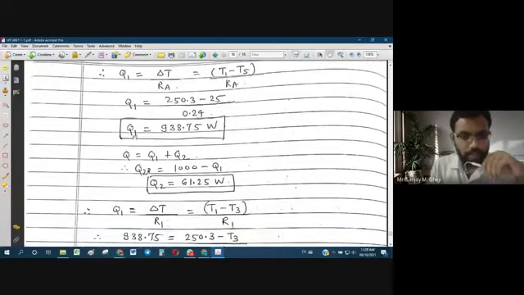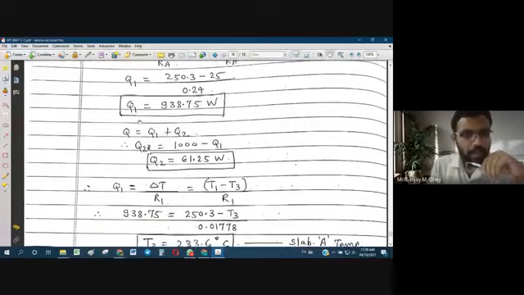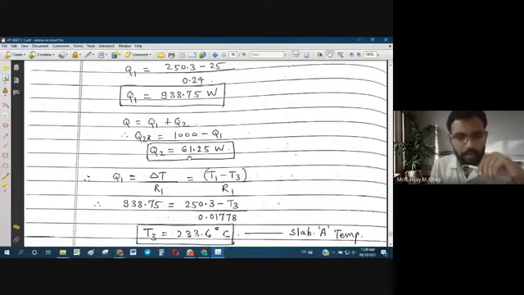So you get heat transfer rate equal to 938.75 watt. And the heat transfer rate on the B side, Q2, can be found out from this relation. The total rate is 1000, so if we remove this Q1, we will get Q2. So Q equal to Q1 plus Q2, so Q2 equal to 1000 minus this value. Now Q2 is 61.25 watt.